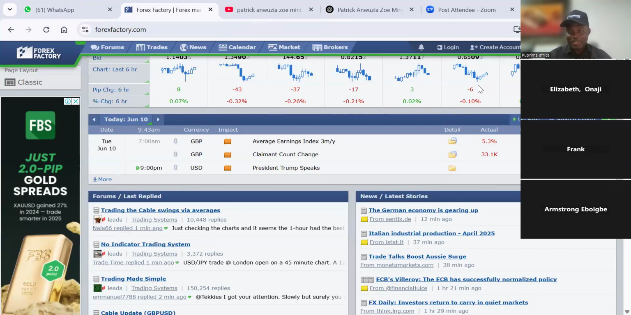So it's good to see everybody on board this afternoon. Today is Tuesday, the 10th of June, 2025. We're having our pre-New York session analysis. Now, today, we don't have any tradable fundamental event this afternoon.